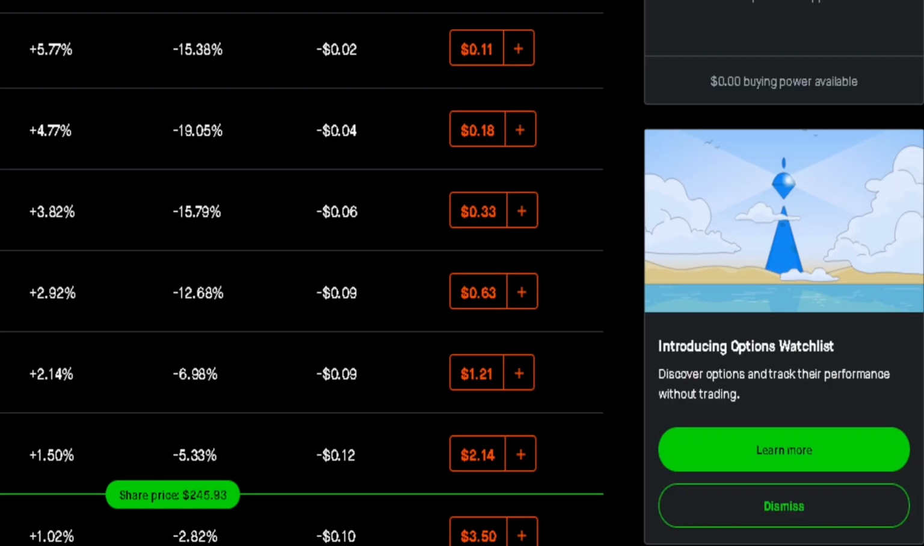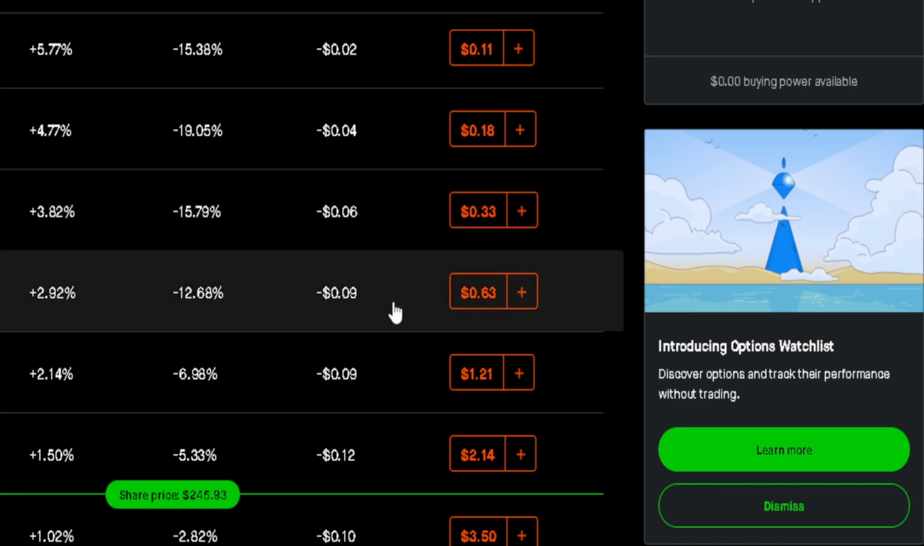Okay, so you're probably wondering, how do I use this information to make a good trading decision? Here's where your analysis can come in. If you believe that the stock price is going to go up, you can buy a call. For instance, here on Apple, if you believe the stock will go up, you can buy a call for $63.